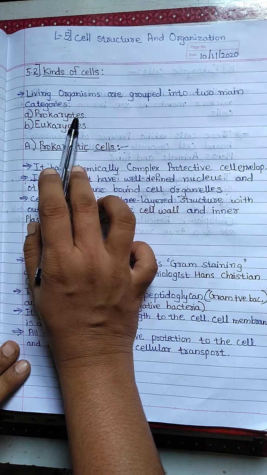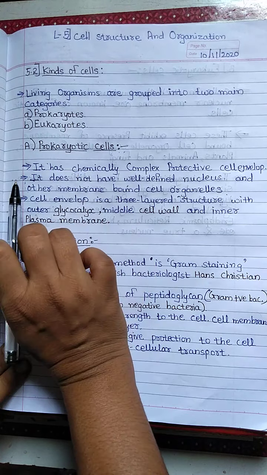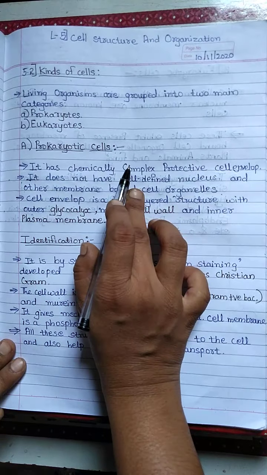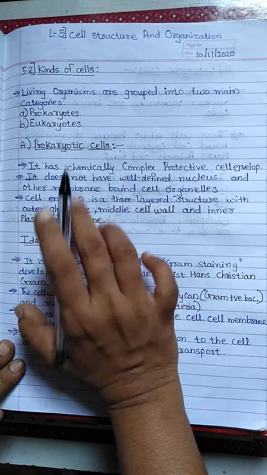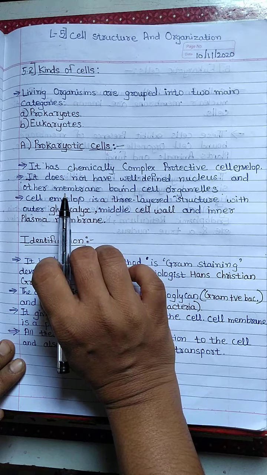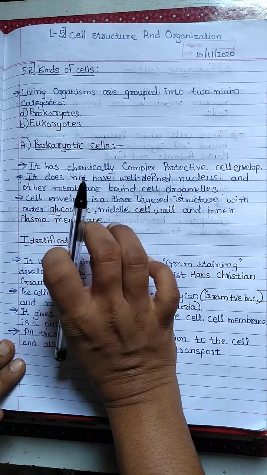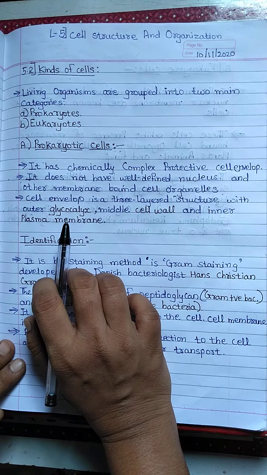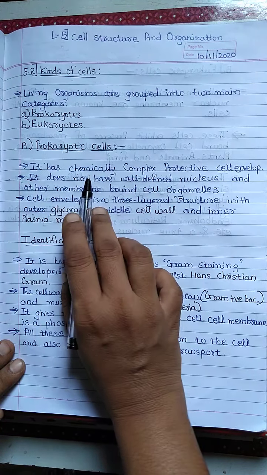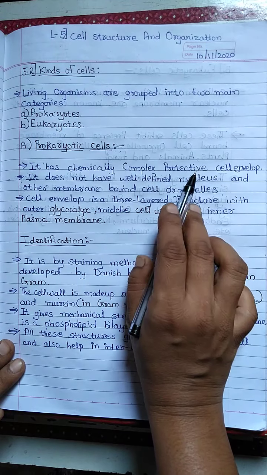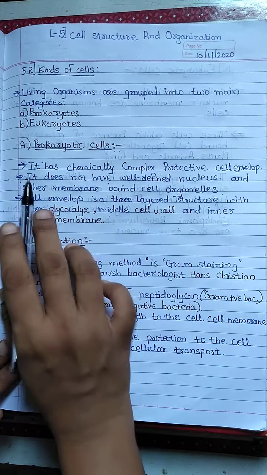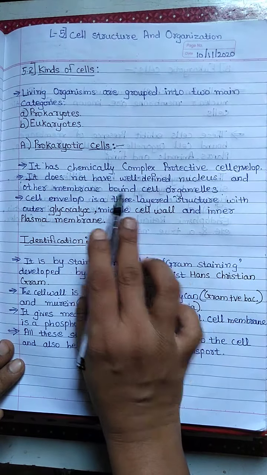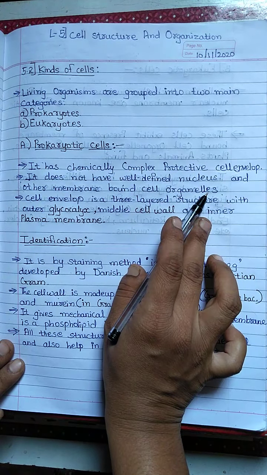As we know, there are two kinds of cells present. So, let us see the prokaryotic cells. Basically, these prokaryotic cells are generally found in bacterial cells or unicellular organisms. They have a chemically complex protective cell envelope. They do not have a well-defined nucleus or other membrane-bound cell organelles.